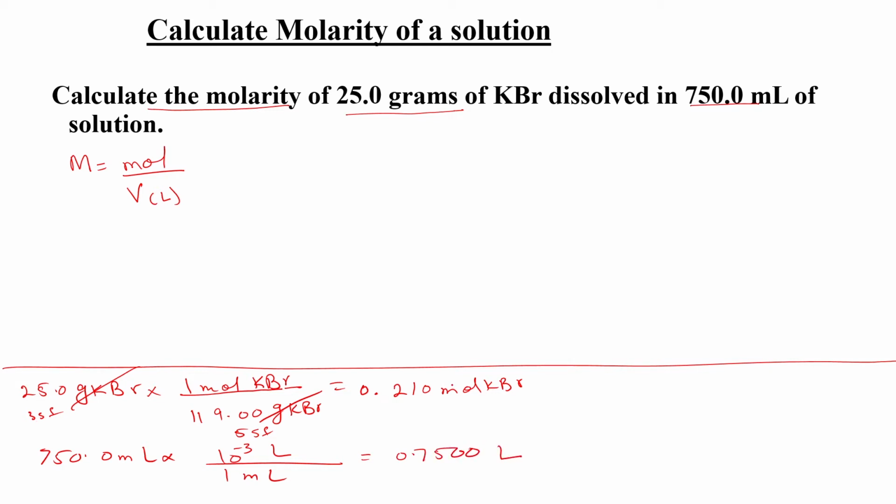Okay, we have both moles and liter volume. Let's just plug these numbers into the formula. So the molarity of this solution is 0.280. We have 3 sig figs here, we have 4 sig figs here. The unit will be moles per liter or simply M. I hope you guys have the same answer.